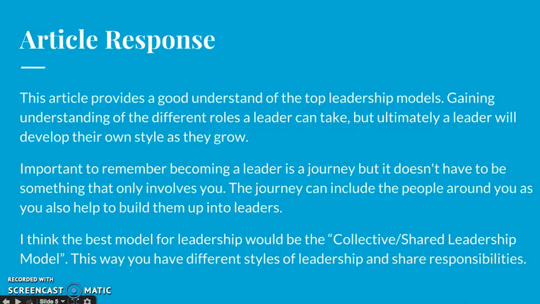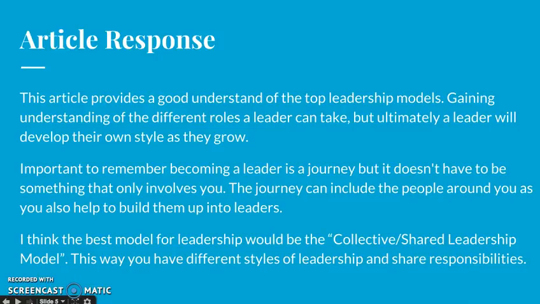I think the best model for leadership would be the collective and shared leadership model, because this way you have different styles of leadership and shared responsibilities among your staff. If one person succeeds as a go-getter and another one is more laid back, and you just have different types of people coming together for a common goal, that could be very successful, but it would also come with some negativities.